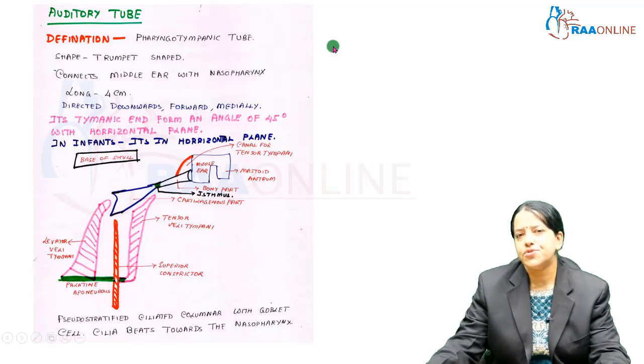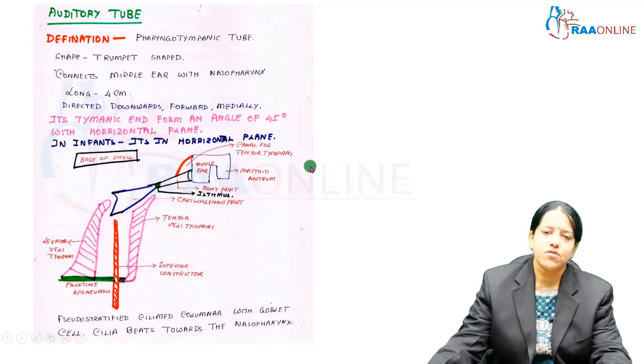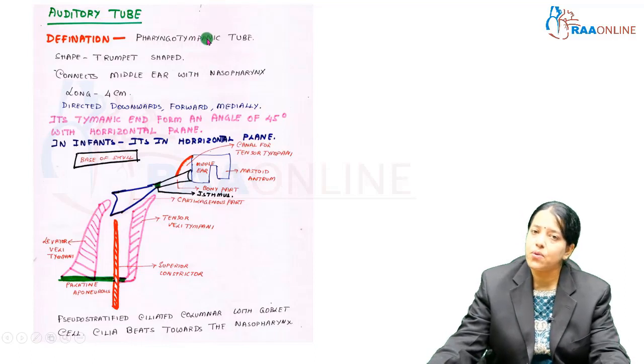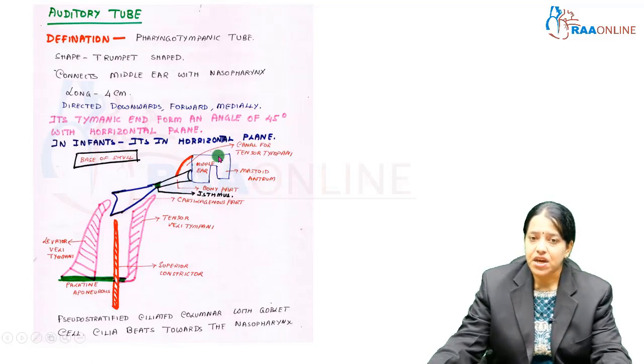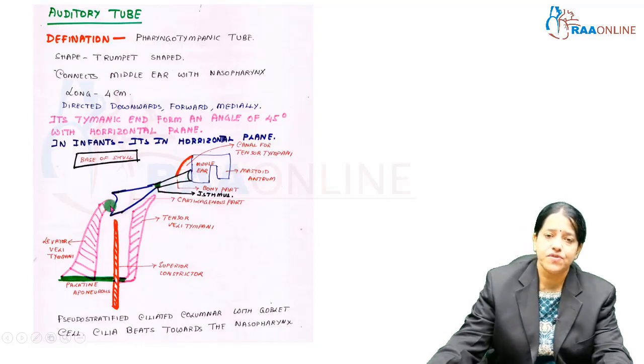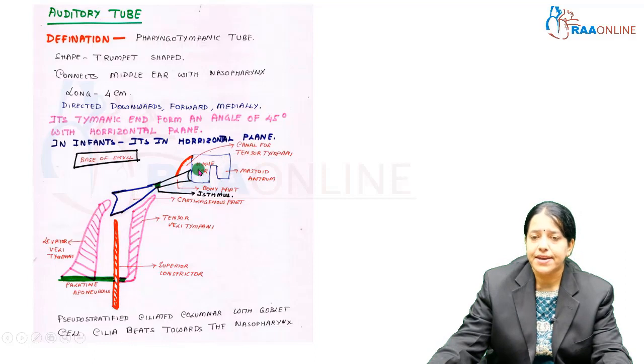So coming to the auditory tube as such, it is also called the pharyngotympanic tube, and it is trumpet shaped. What does it do? It connects the middle ear cavity, as you can see over here, and the nasopharynx. So it extends between the middle ear and the nasopharynx. The total length of the tube is about 4 centimeters.